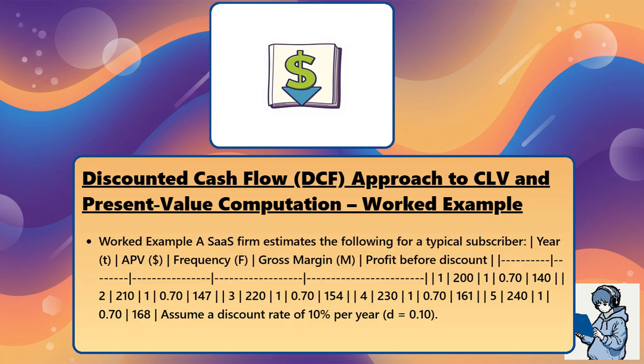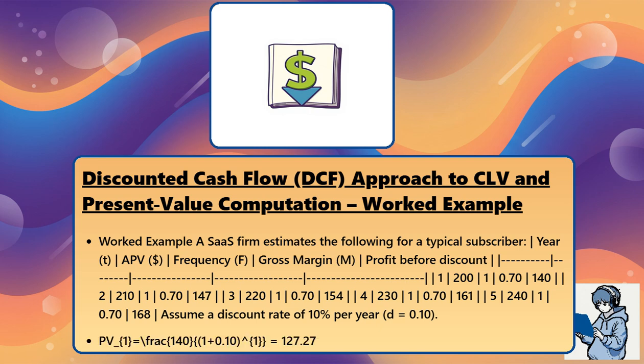Worked example. A SaaS firm estimates the following for a typical subscriber. Year 1 APV $200, frequency 1, gross margin 0.7, profit 140. Year 2 APV $210, frequency 1, gross margin 0.7, profit 147. Year 3 APV $220, frequency 1, gross margin 0.7, profit 154. Year 4 APV $230, frequency 1, gross margin 0.7, profit 161. Year 5 APV $240, frequency 1, gross margin 0.7, profit 168. Assume a discount rate of 10% per year, d equals 0.10.